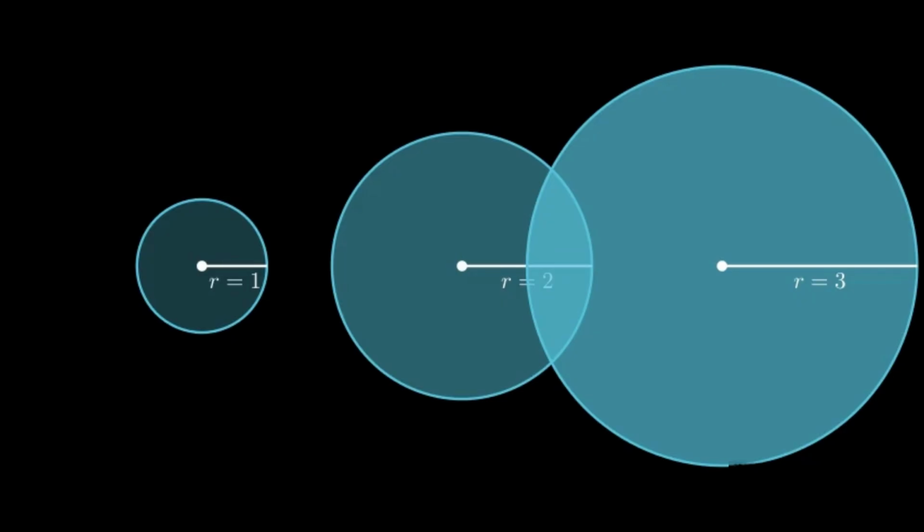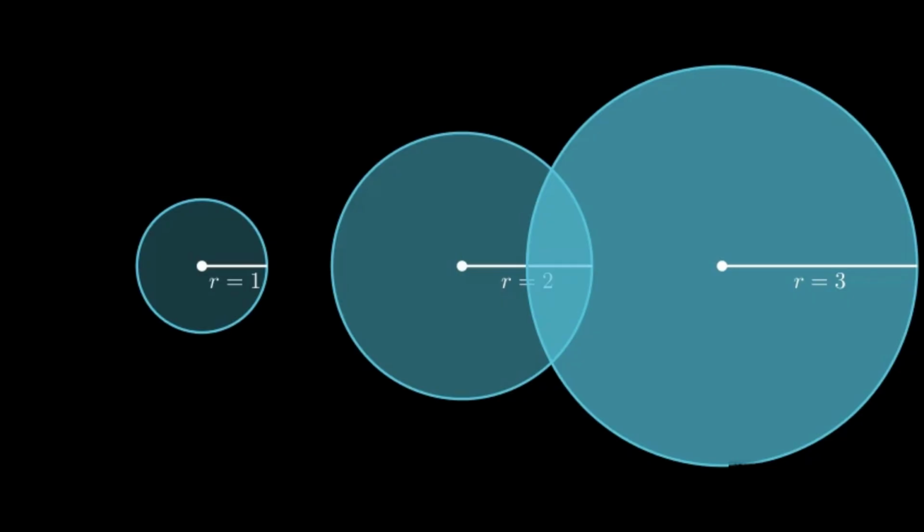Looking at our results systematically, we can clearly see the pattern. When radius equals 1, area equals pi. When radius equals 2, area equals 4 pi. When radius equals 3, area equals 9 pi. These values correspond precisely to the squares of our radii, 1 squared, 2 squared, and 3 squared. This demonstrates that the area of a circle grows proportionally to the square of its radius.